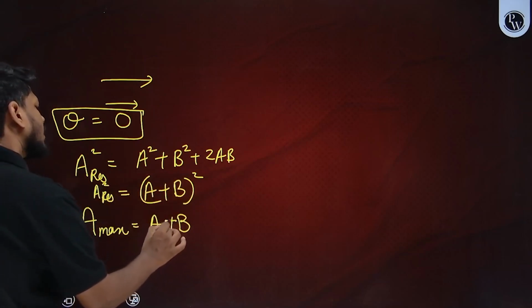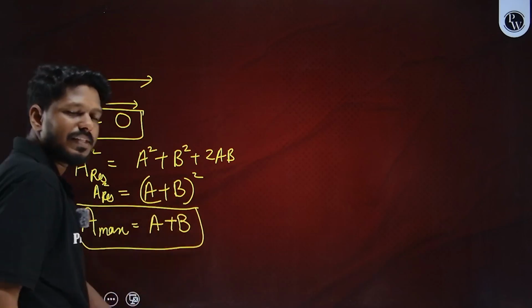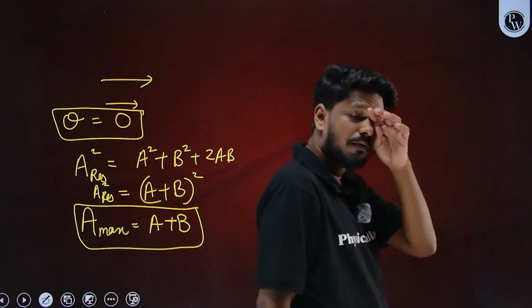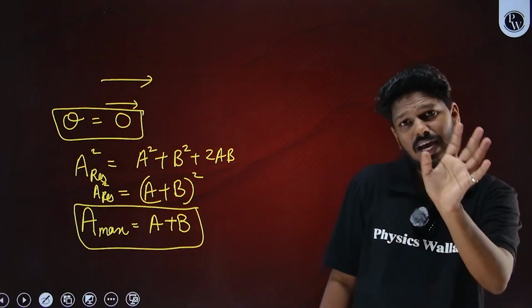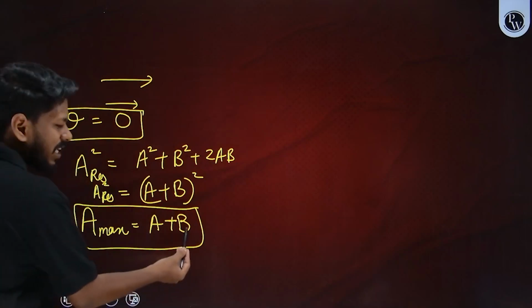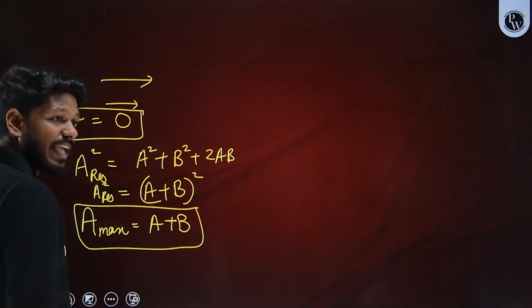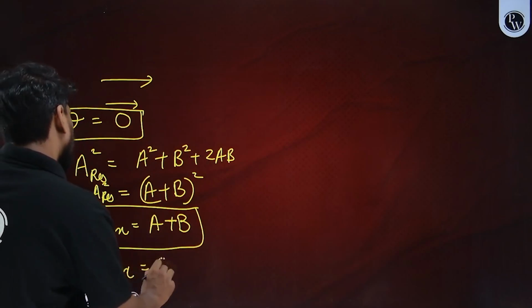So if two vectors are in the same direction, then the maximum value of them is a plus b, because they are in the same direction. So we are just adding them, right? What will happen if a is equal to b? If a is equal to b, then a max will be 2a.